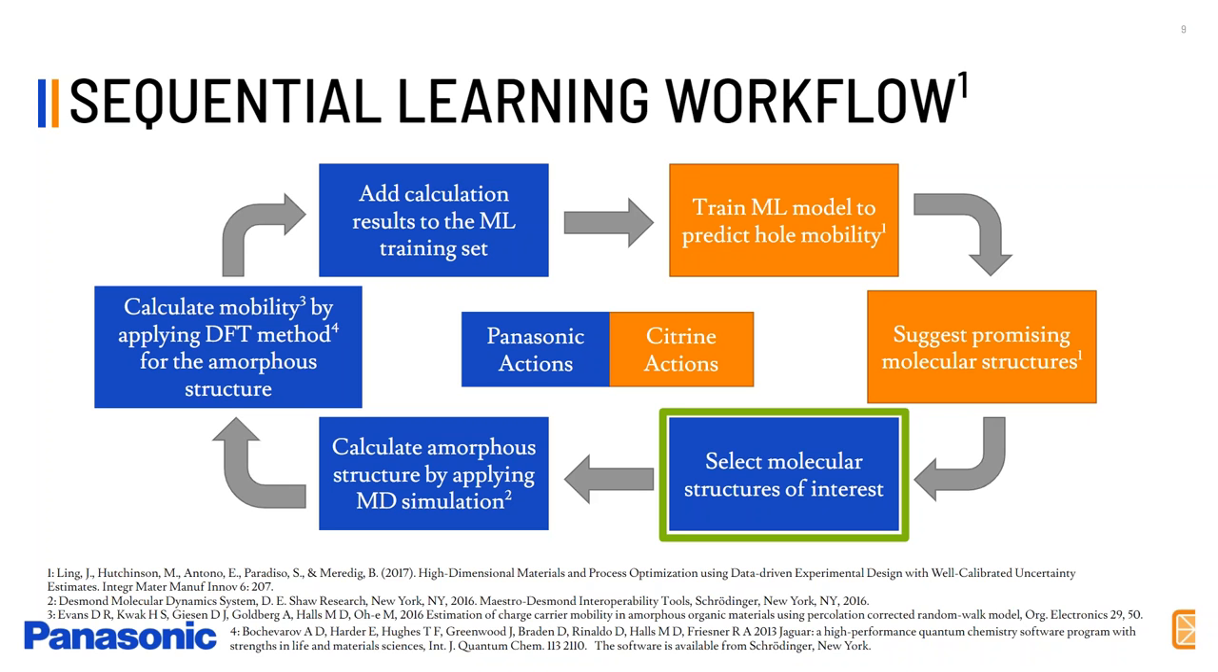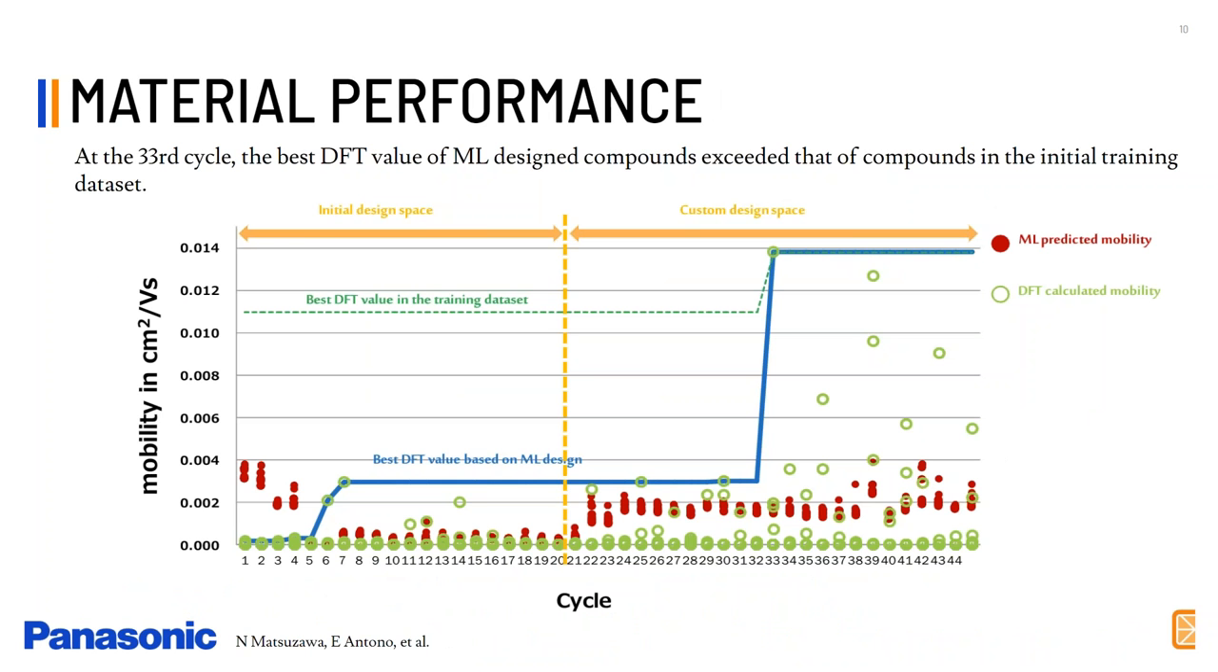So then, okay, we have some molecular structures that we're interested in. They do some MD, they do some DFT, they add it back to the training set. Let's see how this works. On the horizontal axis, we have cycle number. And every cycle, we're performing some number of experiments, but we're suggesting them in batches. On the vertical axis, we have the actual Hall mobility. This is the thing that we're trying to maximize. There's a dotted yellow line here in the center.